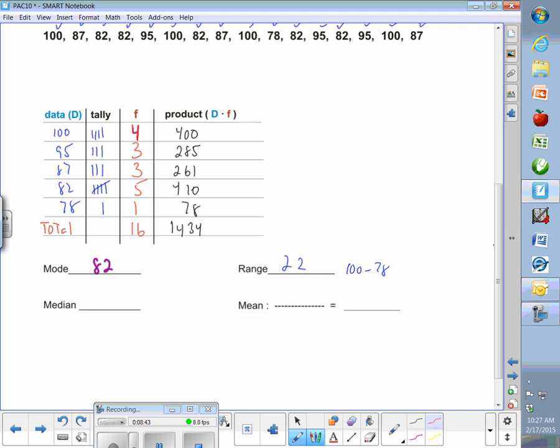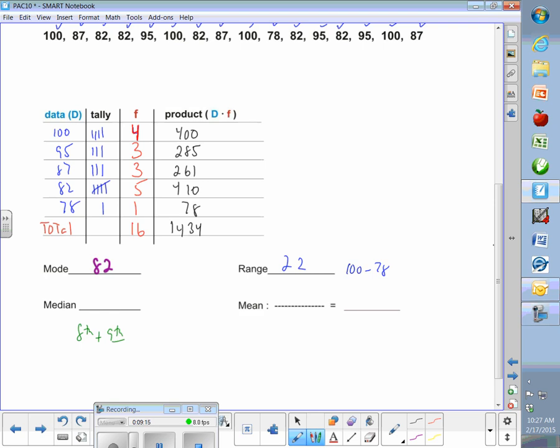Okay, the median. Remember, we have to figure out how many pieces of data do I have? And the answer is 16. So I need to average the 8th and 9th. So the 8th and the 9th pieces of data would be the average. Now be careful. To find the 8th and the 9th, you can list all the data in order if you'd like, or you can use the frequency column. So let me show you what I mean. I'll try to illustrate it so you can follow what I'm doing.